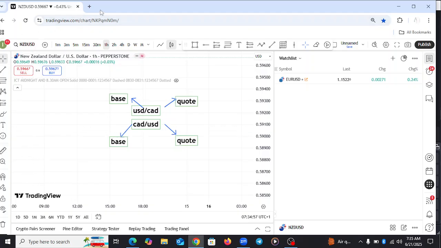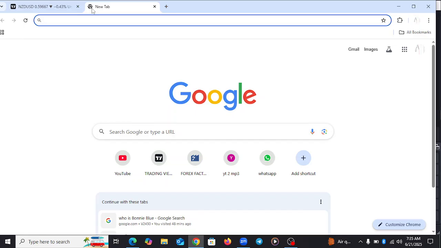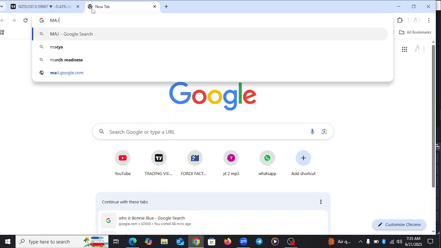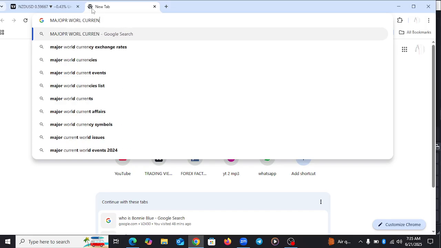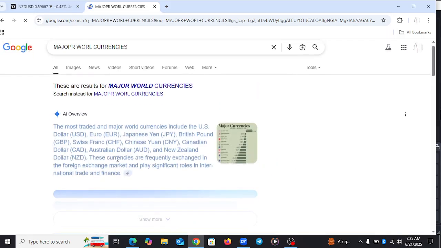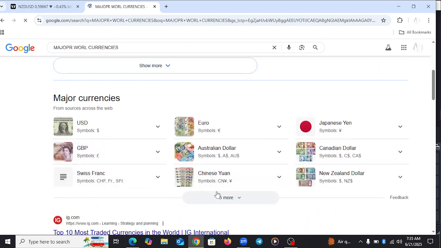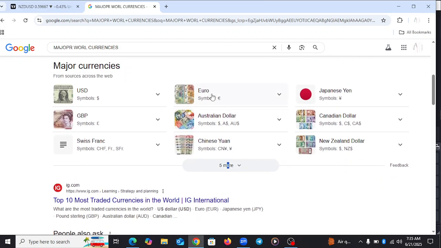Now let's just go to Google and type in major world currencies. I don't know if I spelled that right. So we have USD, the euro, the Japanese yen, Canadian dollar, New Zealand dollar, the Chinese yuan. It's supposed to be yuan, but maybe they have a different spelling. And then the Swiss franc. So we have nine different major currencies.